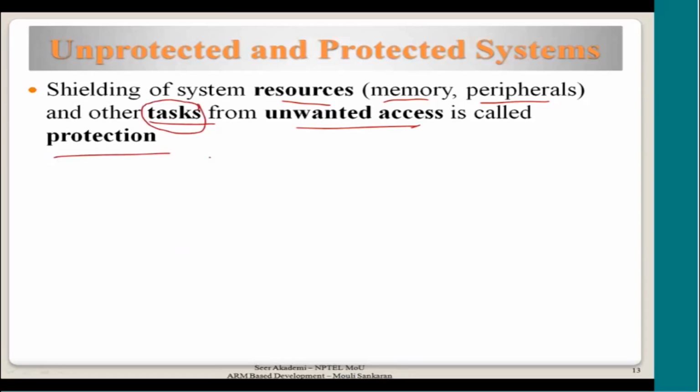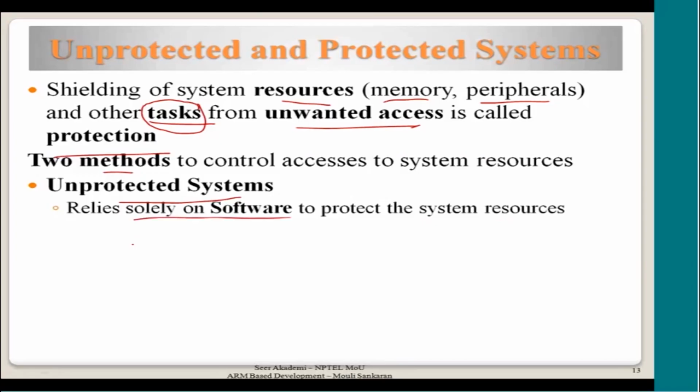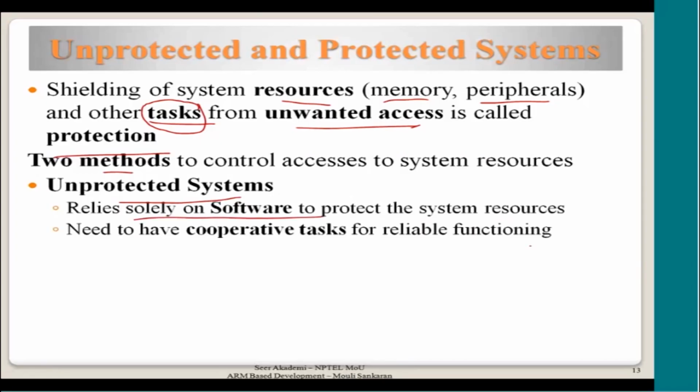From unwanted access is called protection. Now, two methods are there. One is the unprotected system. What I mean by unprotected is it relies solely on software to protect the system resources. It needs to have cooperative tasks for reliable functioning.